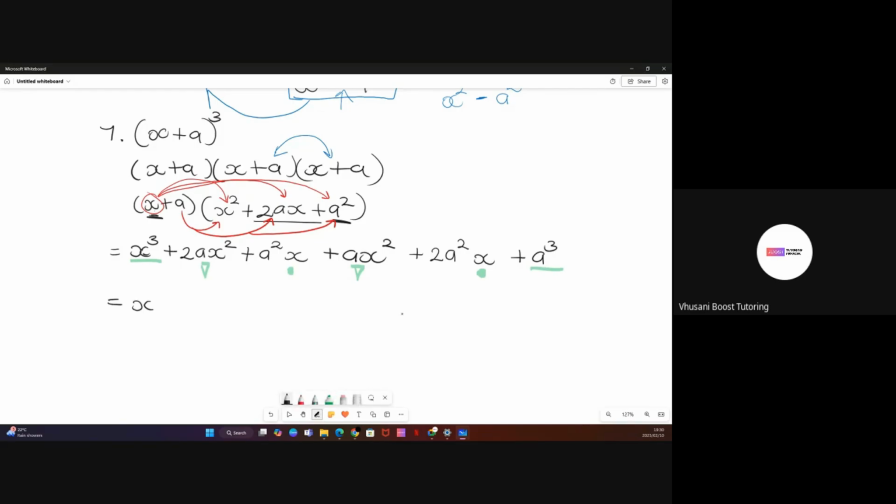So x to the power of 3, we leave it as it is, plus 2ax squared plus ax squared, that is 3ax squared, and then a squared x plus 2a squared x is 3a squared x, and then we just write down the remaining a to the power of 3.